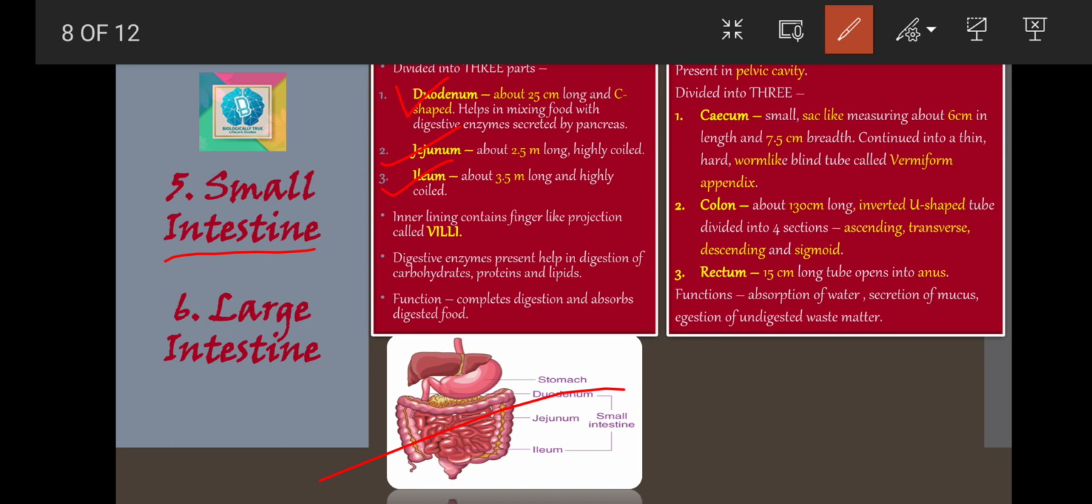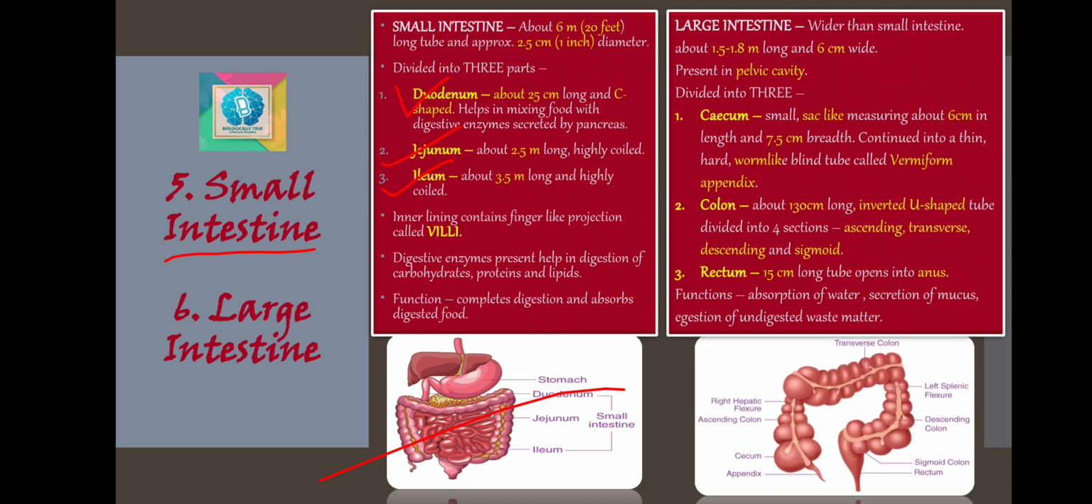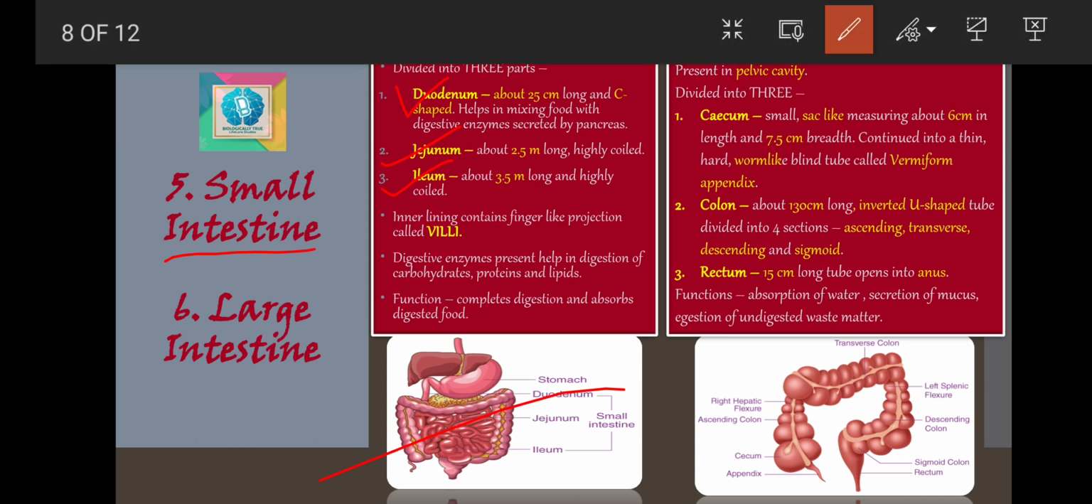Functionally, the small intestine completes the digestion of food and it also absorbs the digested food. The next organ which we have to discuss is the large intestine. The large intestine is wider than the small intestine, about 1.5 to 1.8 meter long and 6 centimeter wide. It lies curled outside the small intestine in the abdominal and pelvic cavities.